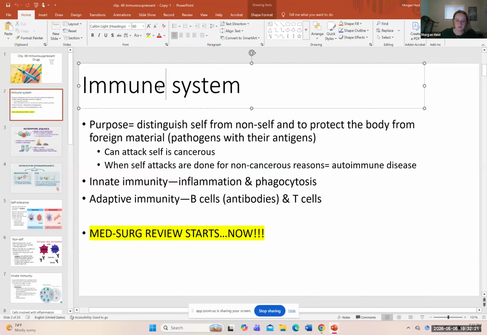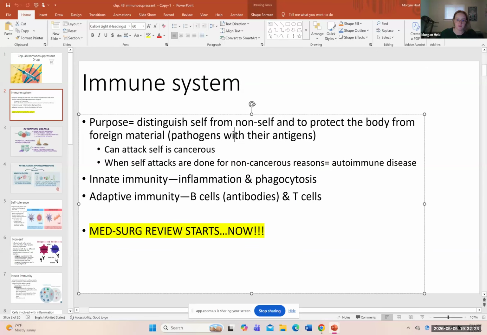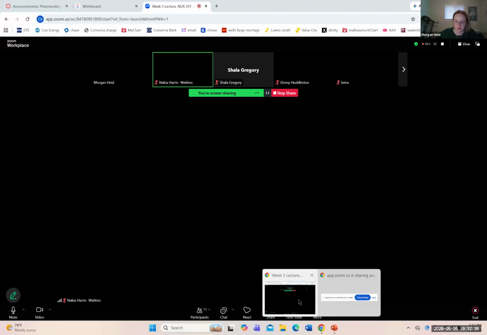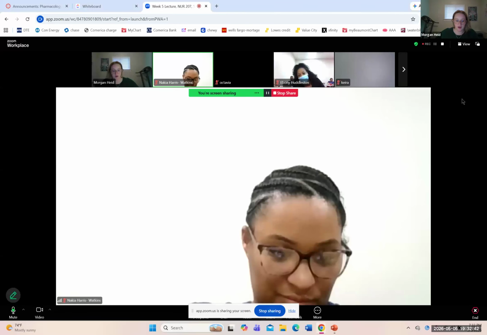Immunosuppressants are medications that suppress the immune system. Obviously, that's in the name. So I'm going to go over some basic immune system properties just in case, so you know it the way I want you to know it. So basically, this is going to be my whiteboard today. Okay, I have prepared some stuff on it.